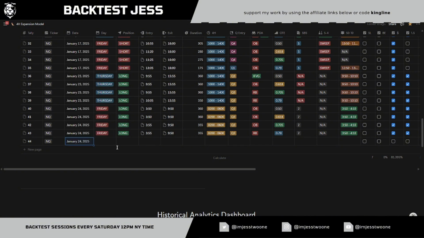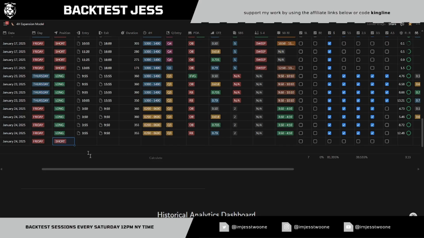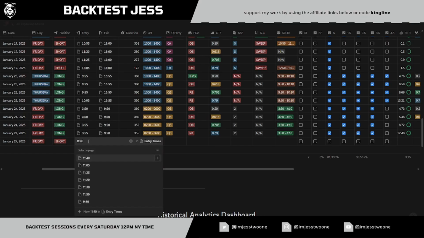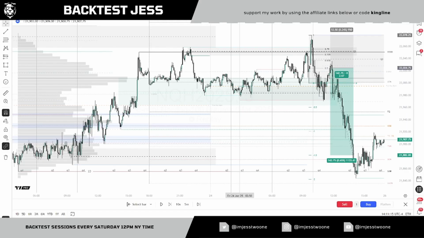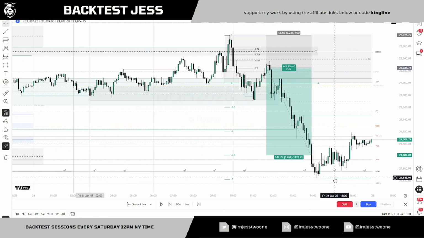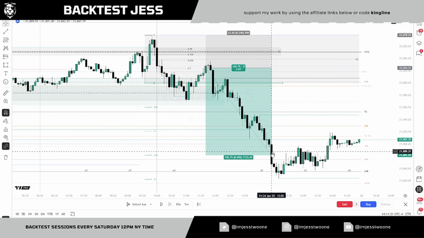This is Friday. We were short. The entry was at 11:40, like I mentioned. You could have had a macro trade there as well. And we would have exited this at 13:55.